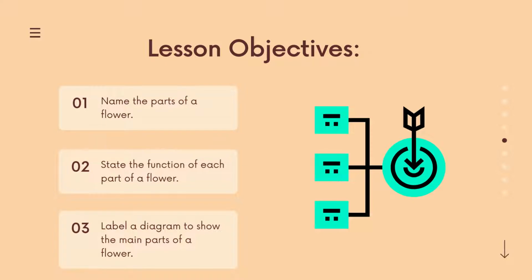In our lesson today, we're going to be covering these objectives. 1, you should be able to name the parts of a flower. 2, you should be able to state the function of each part of a flower. And you should be able to label a diagram to show the main parts of a flower. Let's get into our lesson.